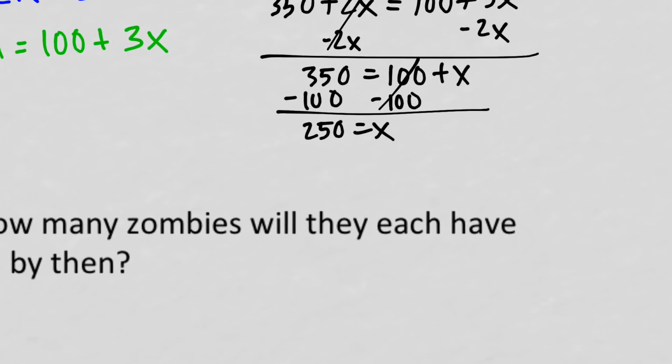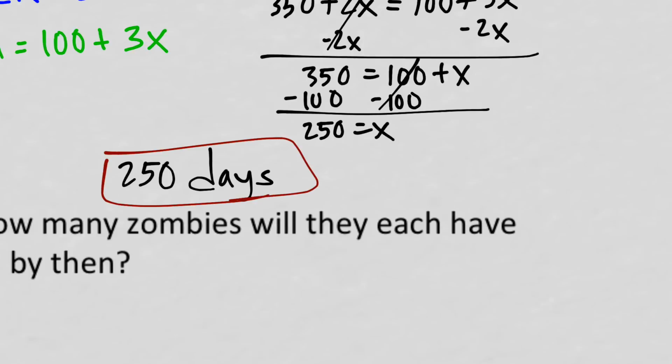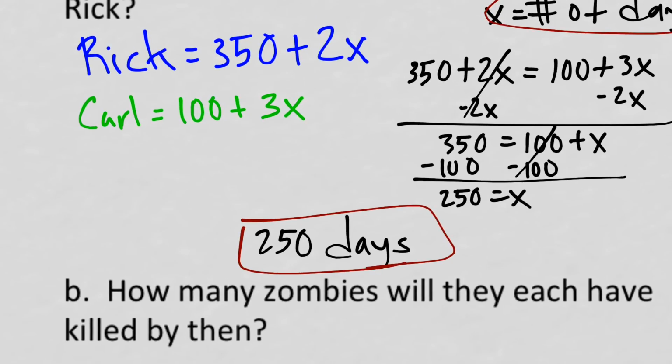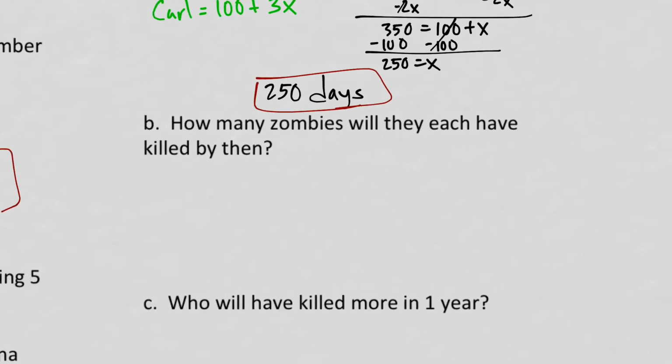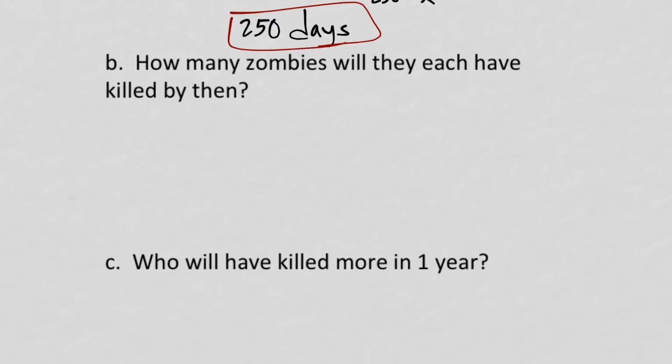So it's going to take 250 days for Carl to catch up, because Rick has way more right now. Alright, moving on to question B. How many zombies will they have each killed by then? So yes, they will have the same amount. Carl will catch up. But how many zombies is that in 250 days?